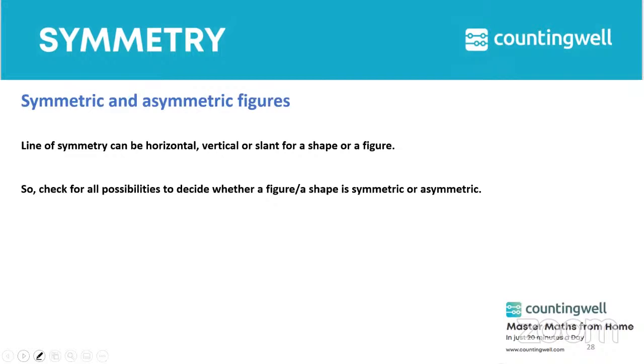Now, lines of symmetry can be horizontal, vertical, or slant for the shape or a figure. So you have to check for all the possibilities to decide whether a figure or a shape is symmetric or asymmetric.